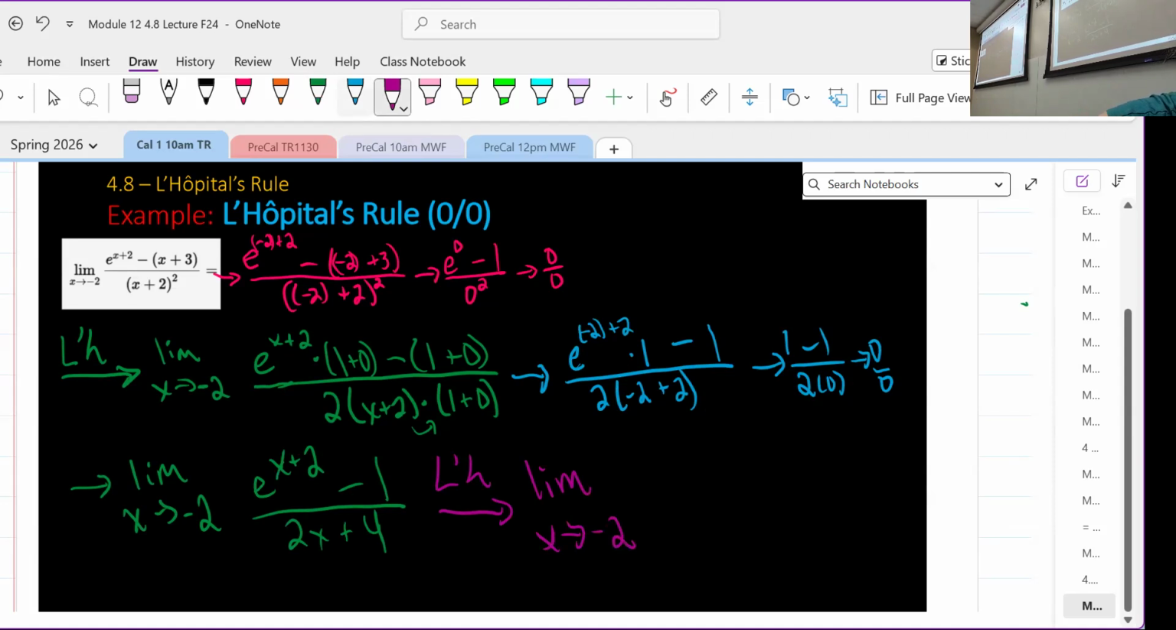So again, the derivative of e to the x plus 2 is e to the x plus 2. But now it'll be minus 0. And then on the bottom, the derivative of 2x is just 2, plus the derivative of 4, which is 0.